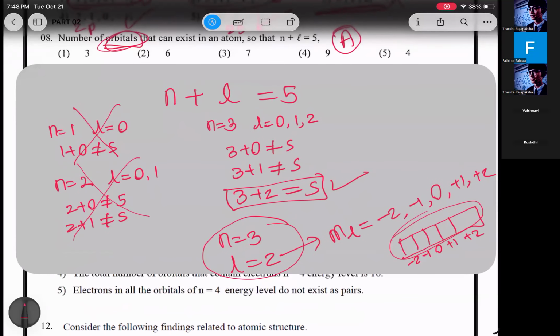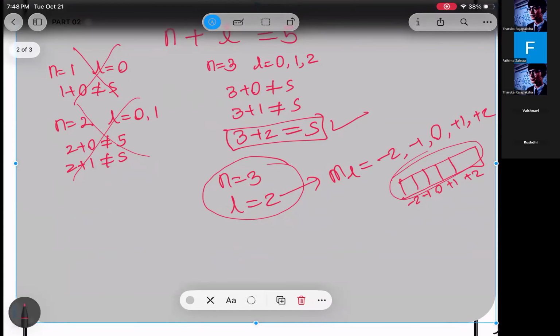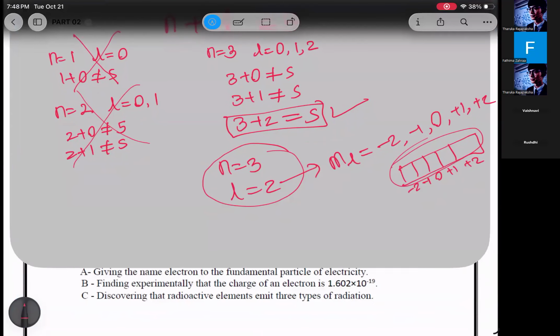And then we can look into L equals 1. Even if n equals 3, L can be 1, right? L can be 1.